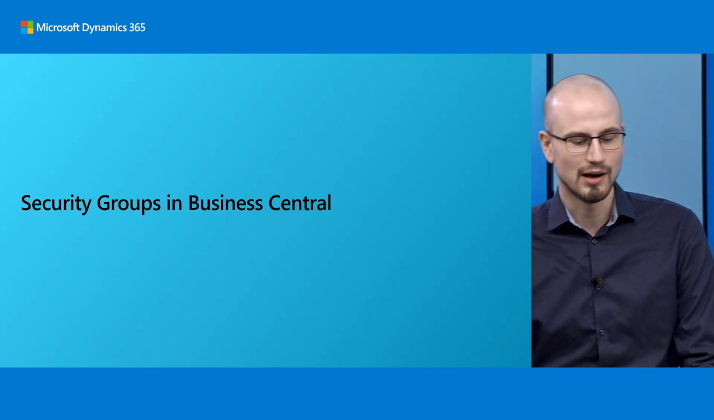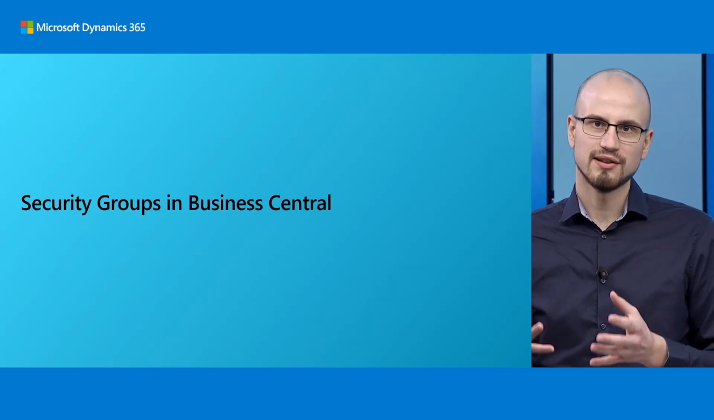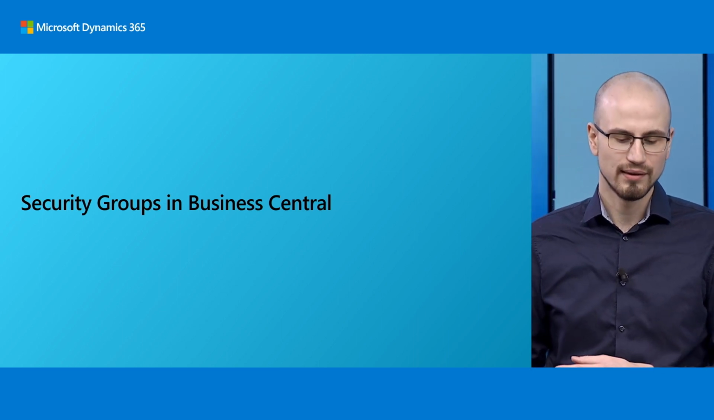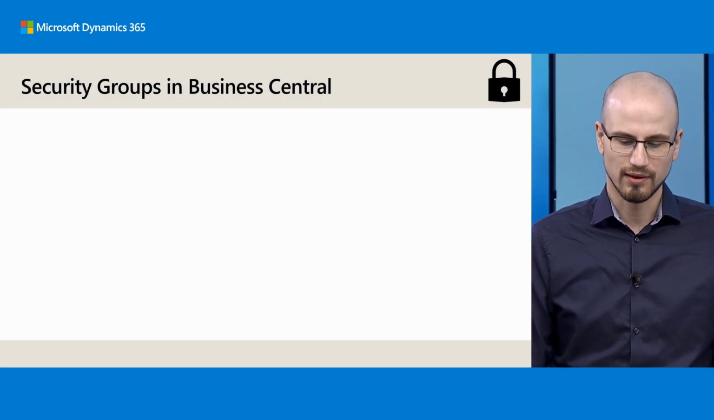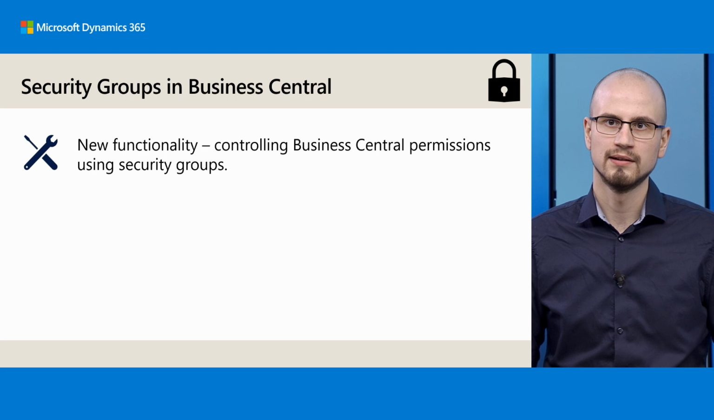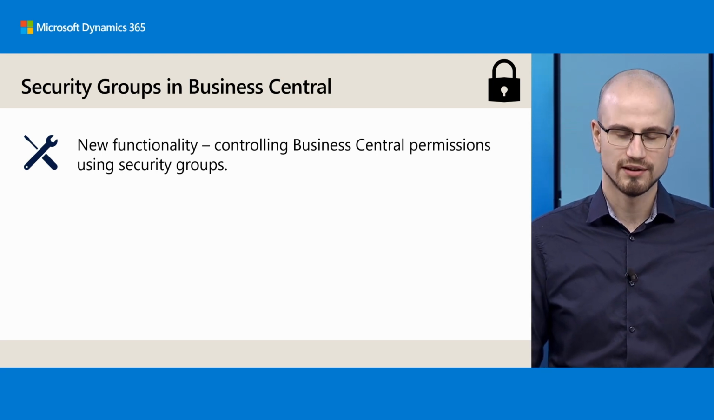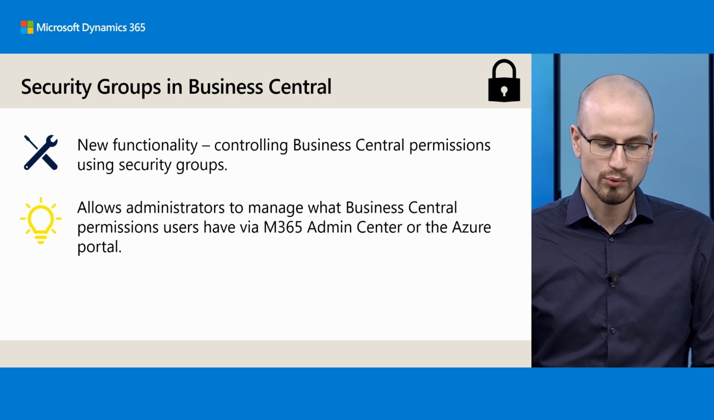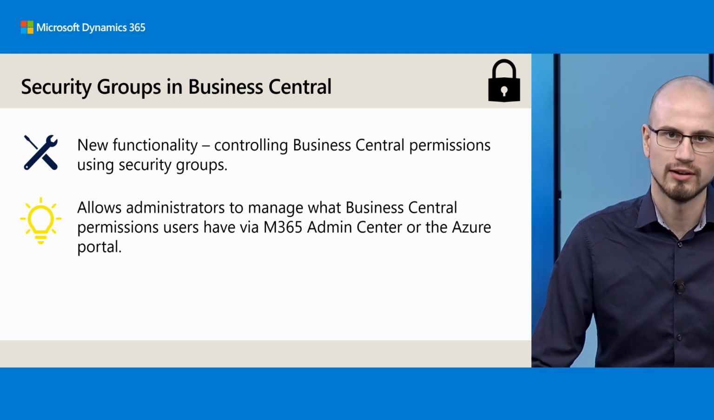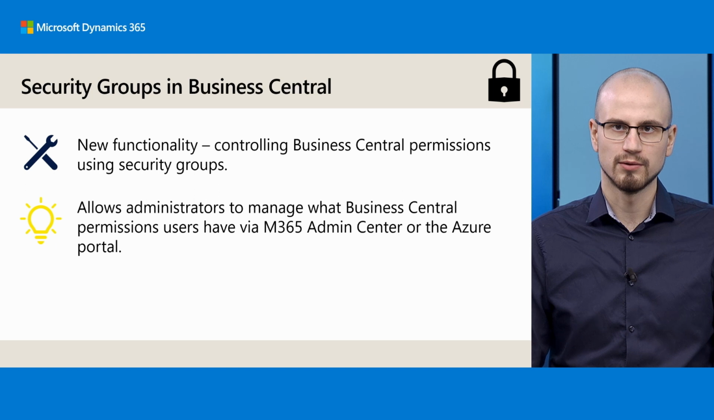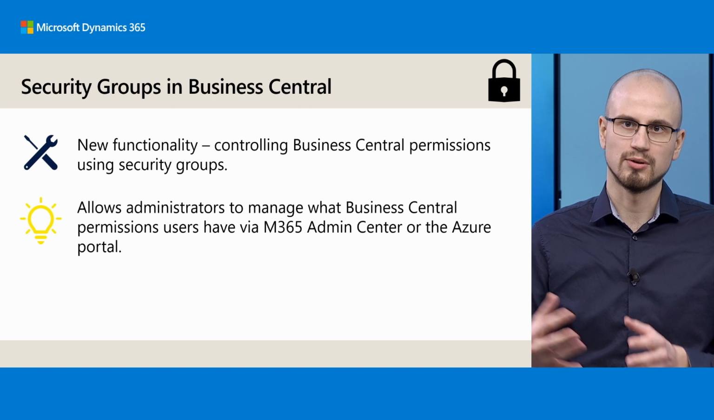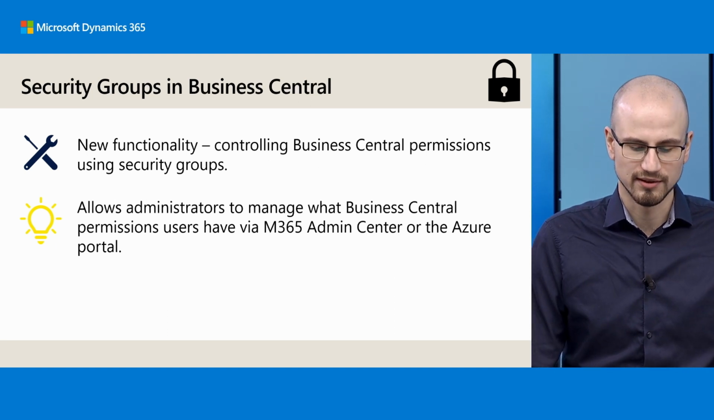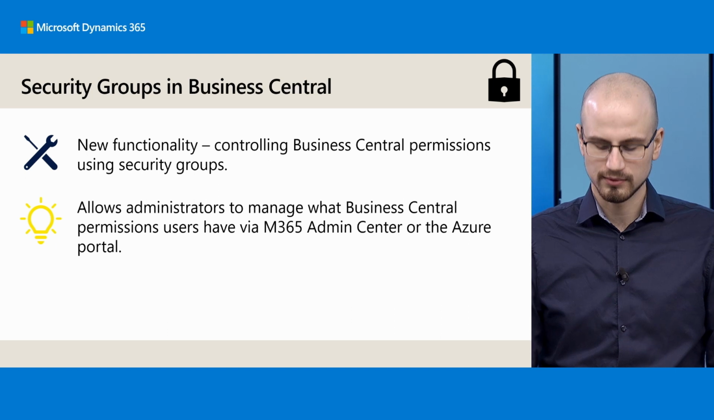So now let's move on to the star of the show, how you actually match security groups in Business Central to AD security groups, and how you can manage permissions through that. So what we have done is added new functionality, which allows you to control Business Central permissions using security groups. Why have we done it? Well, it's quite easy. Administrators want to control permissions of different products, including Business Central, through the M365 Admin Center. This is a central point where you would want to control the permissions. Or you could also do it from the Azure portal.